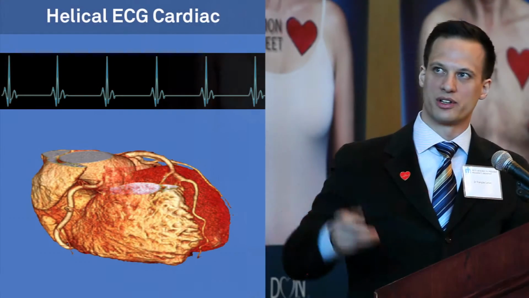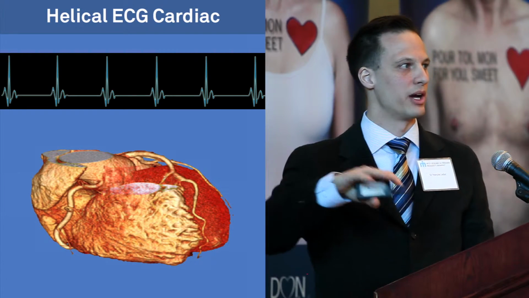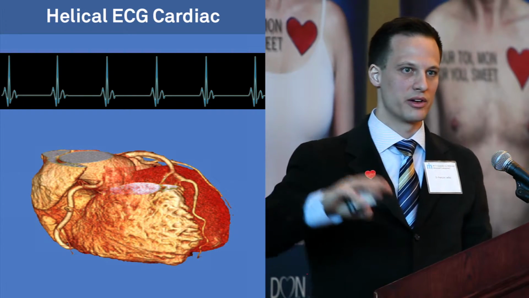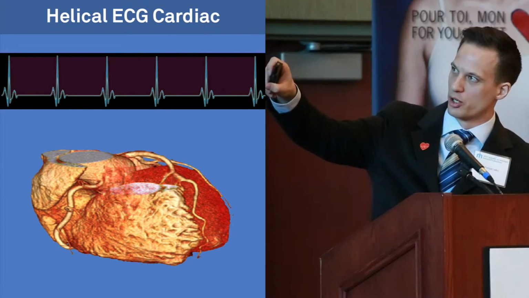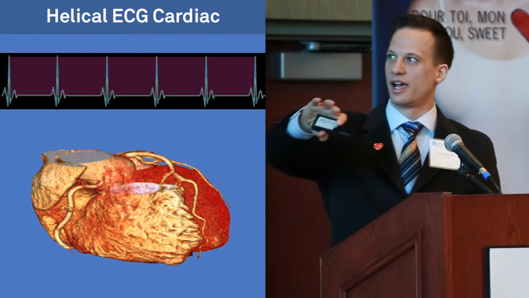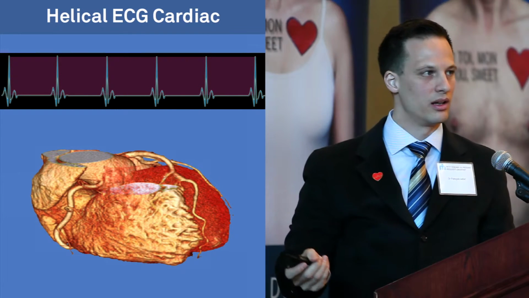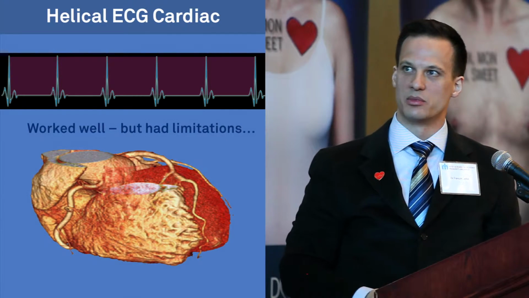This is just a diagram. At the top you have an ECG tracing. You need to put ECG leads on the patient and map out the heartbeat to the CT scanner, and you relay this information. There's a purple bar running at the top, and that's basically the CT scanner that's on and taking an entire picture of the heart through multiple beats. That was okay, and it worked well, but it had some limitations.